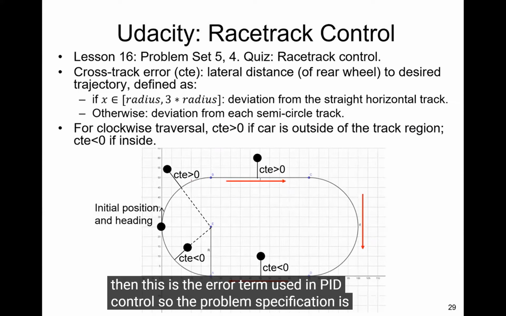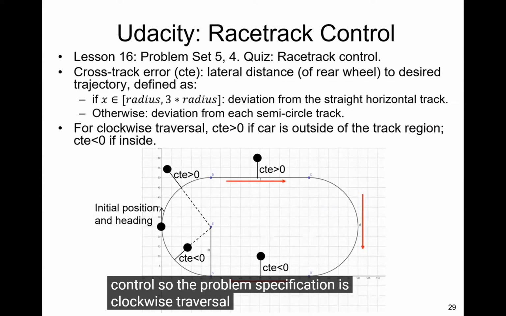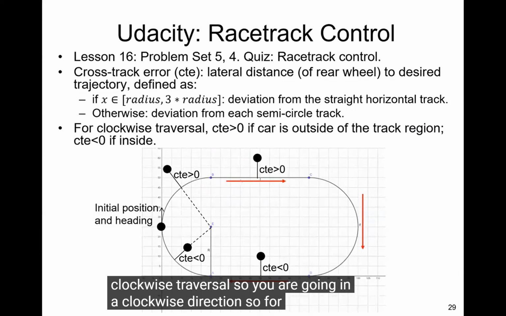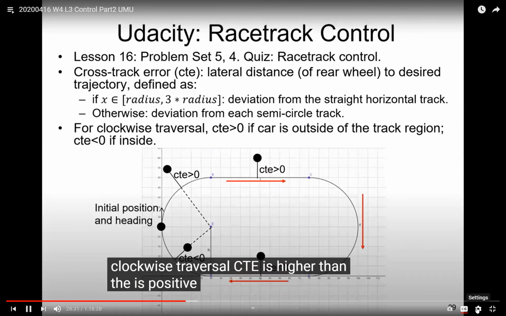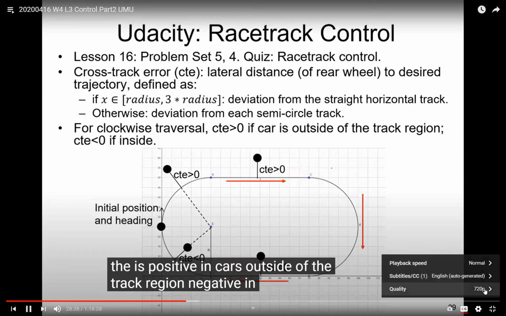The problem specification is clockwise traversal. So you are going in a clockwise direction. For this clockwise traversal, CTE is positive if the car is outside of the track region, and negative if inside.